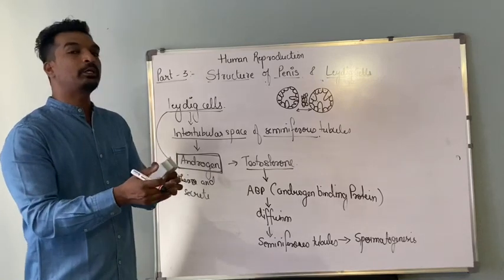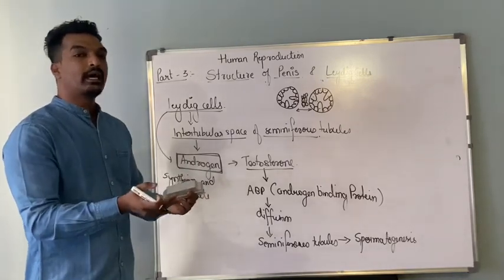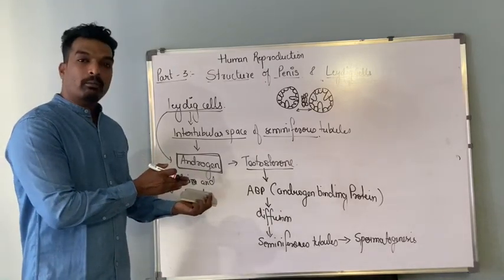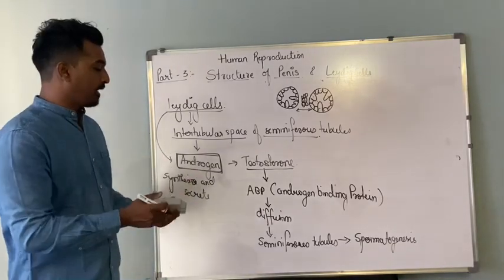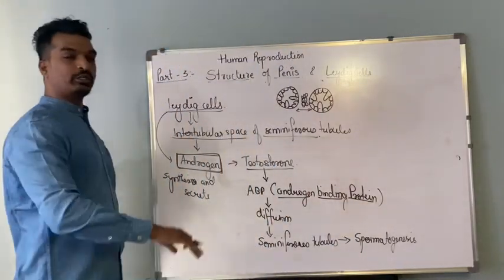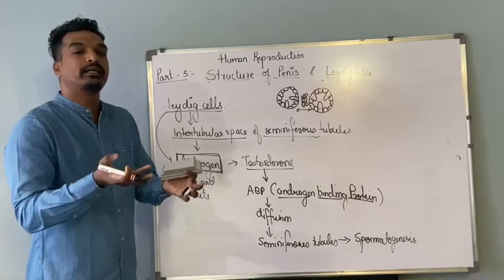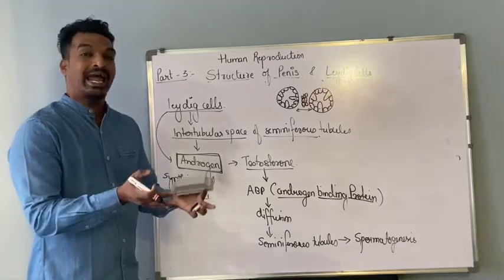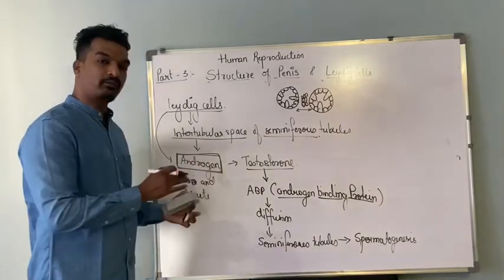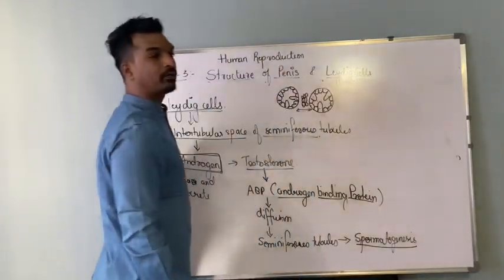Now these need to be diffused into the seminiferous tubules, and this is helped by the androgen binding proteins. Androgen binding proteins help in the diffusion of the testicular hormone, the androgen, into the seminiferous tubules to promote spermatogenesis.